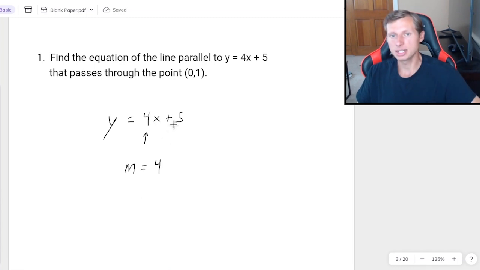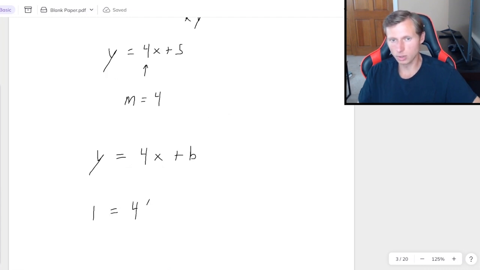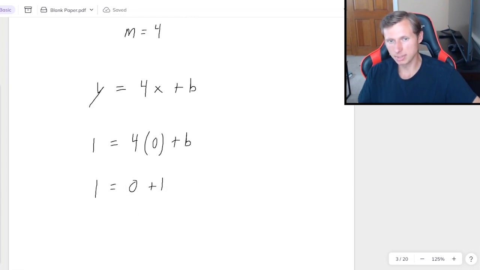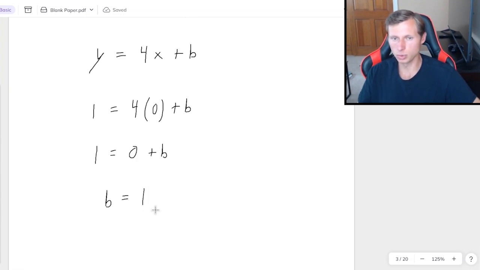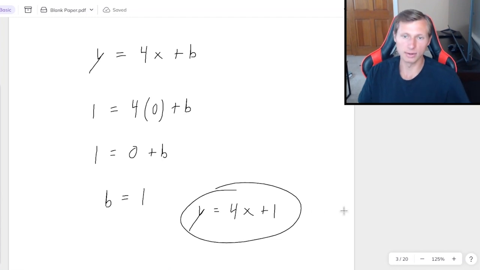Now what I have to do is use the point they gave me, 0, 1, to find the equation of my new line, which so far is y equals 4x plus b. To solve for b, I plug in 0 for x and 1 for y, so I'll do that right now. 1 equals 4 times 0 plus b. That means 1 equals 0 plus b. And so in other words, b just equals 1. Meaning my final answer is y equals 4x plus 1. And there we go. That's it.